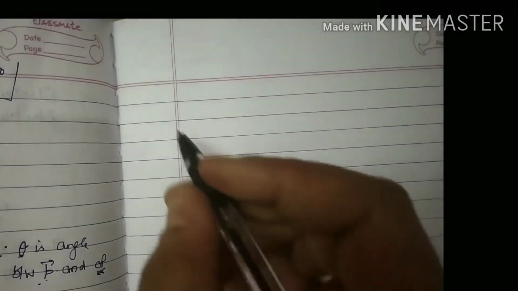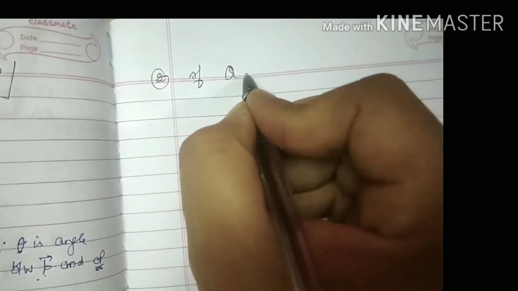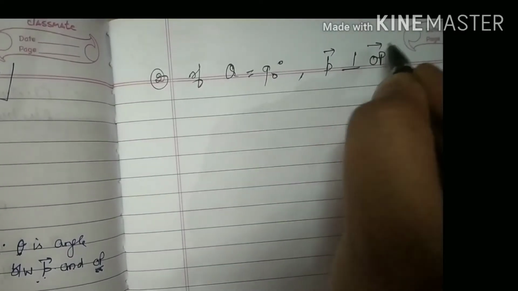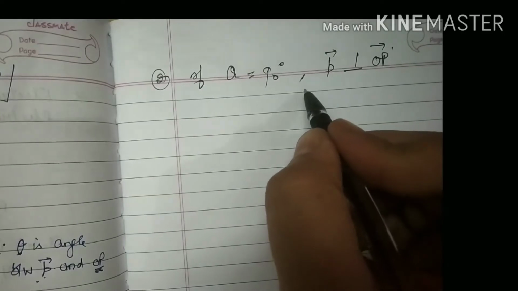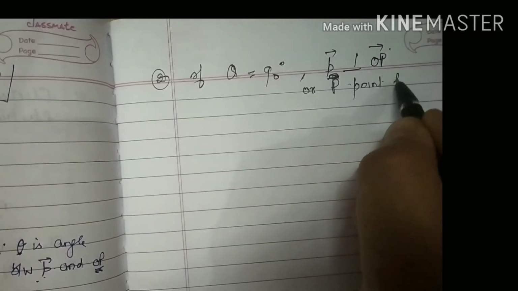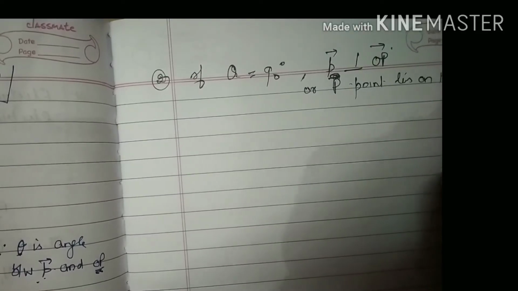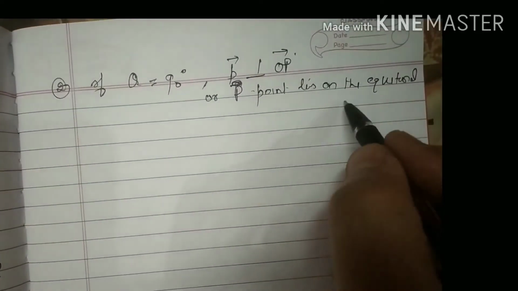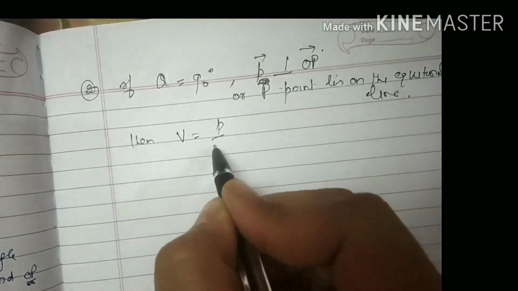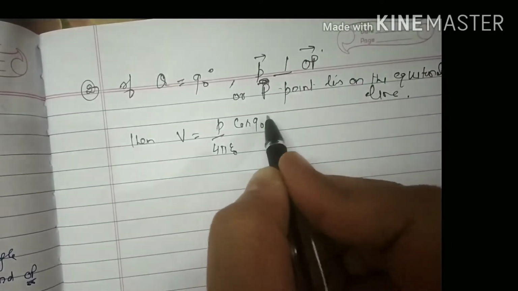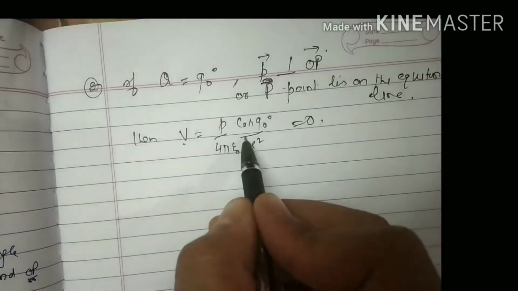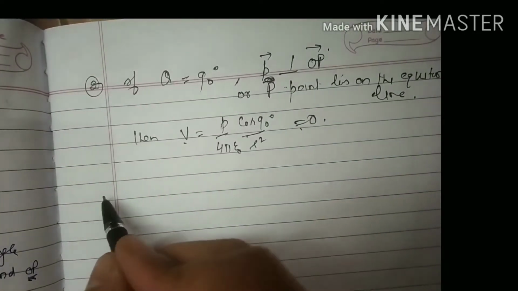And the second case is if theta is equal to 90 degree, that is, the electric dipole moment is perpendicular to OP, or point P lies on the equatorial line, then V is equal to P over 4 pi epsilon naught cos 90 degree upon R square, which is equal to 0. So we can say that the electric potential on the equatorial line is always 0.